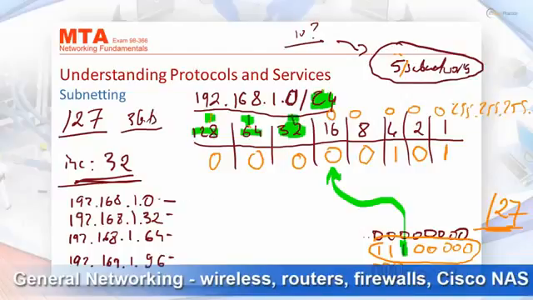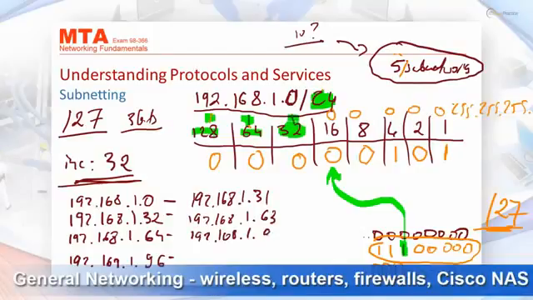Okay, so now what is the last IP address in each range? 192.168.1. What is the last IP address before we go to 32? It's not a tricky question. 31. 192.168.1.63, 192.168.1.95, and so on, yeah? We're done when we get to 255 or above. You're done.